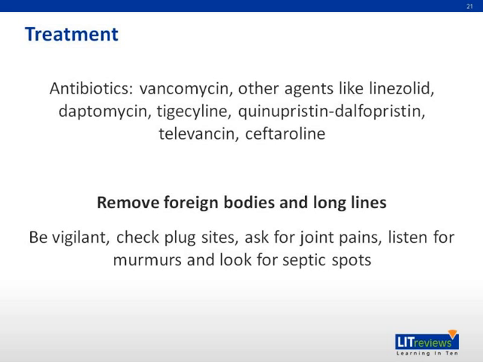So in general, principles of treatment include an anti-MRSA antibiotic, and the antibiotics were already discussed in the previous slides. The important thing is to destroy the source. The source of the infection could be foreign bodies and long lines. So remove the foreign bodies and long lines if you can. Be vigilant. Check the plug sites. Ask for joint pains from the patient. Listen for murmurs, and look for septic spots.